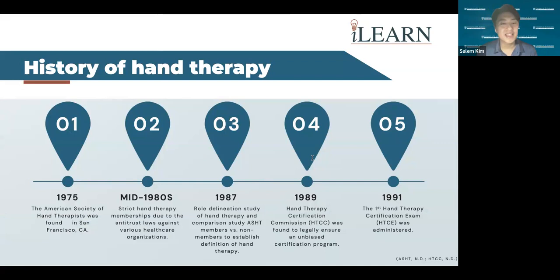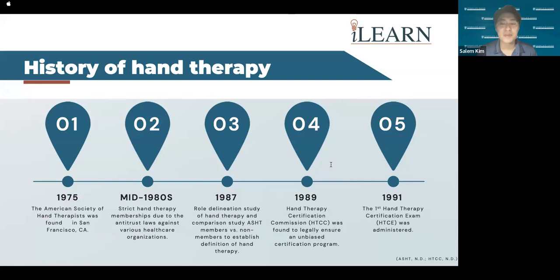Through the 1980s, there were some conflicts between the members of American Society of Hand Therapists and non-members because of some of the quality of care and with some other antitrust law on various healthcare organizations. This resulted to form the hand therapy certification commissions in 1989. And this organization was found to ensure the certification program without any biases. And finally, in 1991, the first ever hand therapy certification exam was administered.